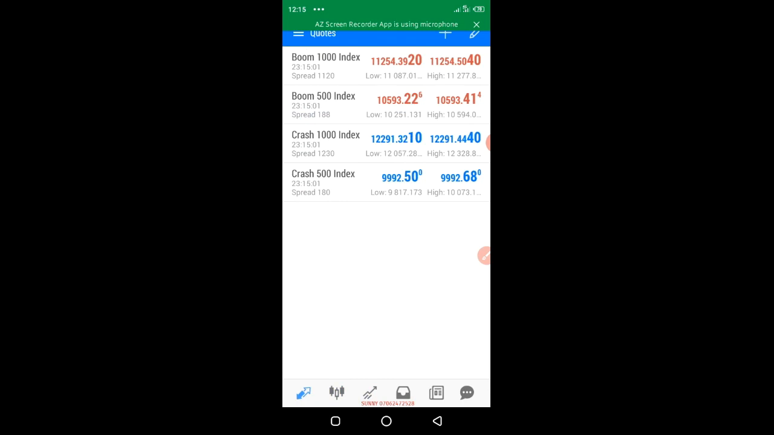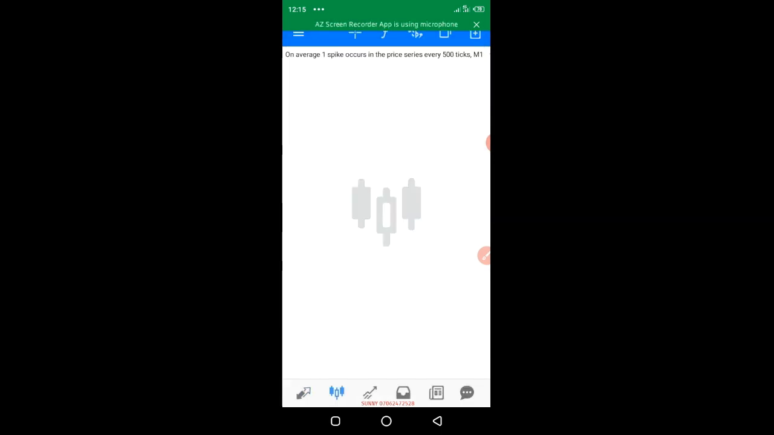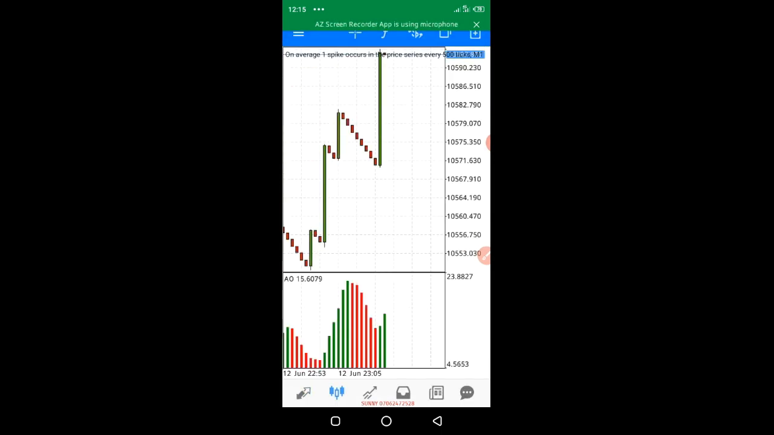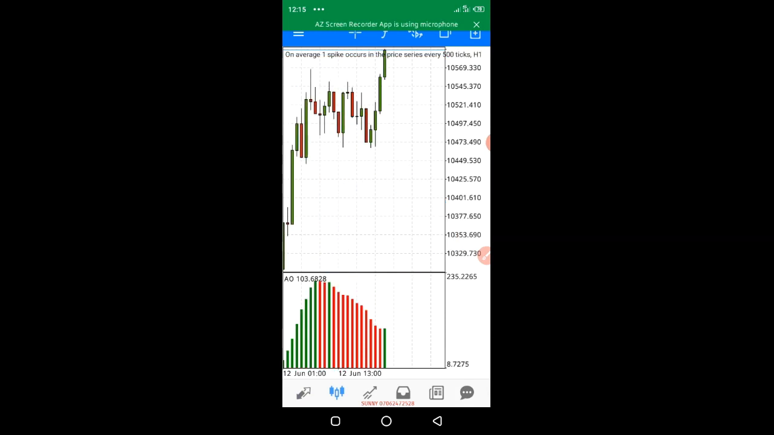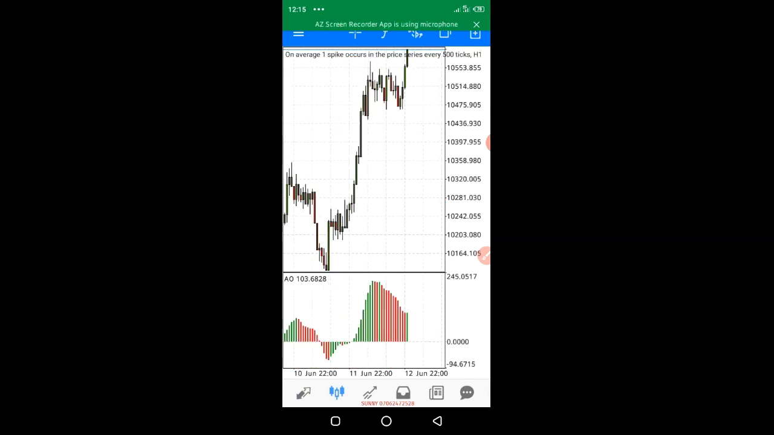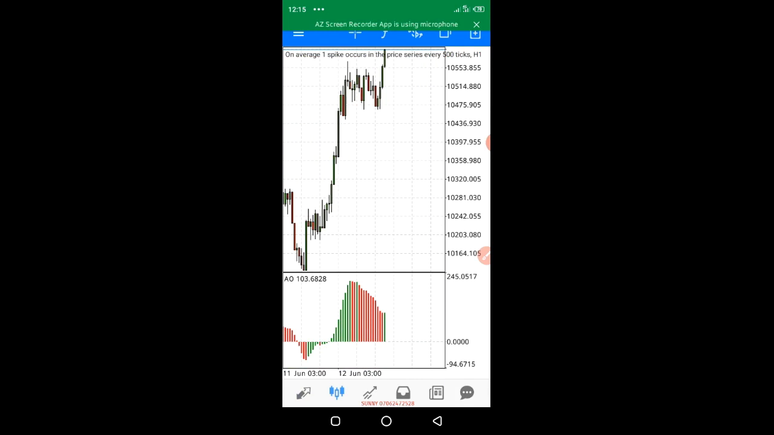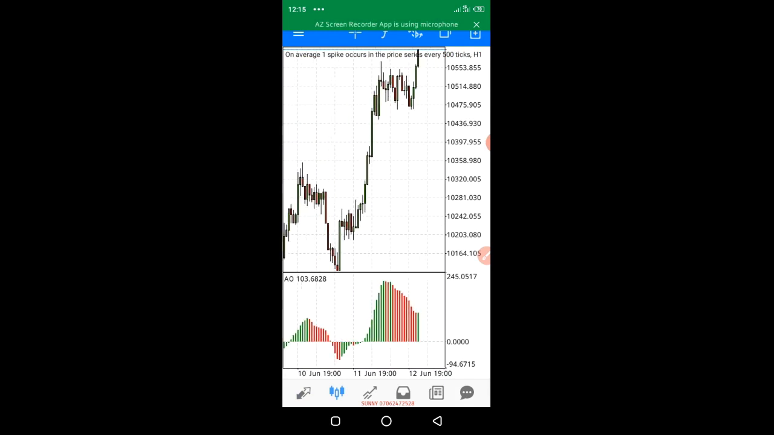No, we just did crash. You look out for green candles on your oscillator and also on the market. But on boom, you look out for red candles. Let's check boom 500. Okay, boom 500 just spiked up. Okay, let me check. It's going up. It's going up. It's going up. This market is going to buy a lot.